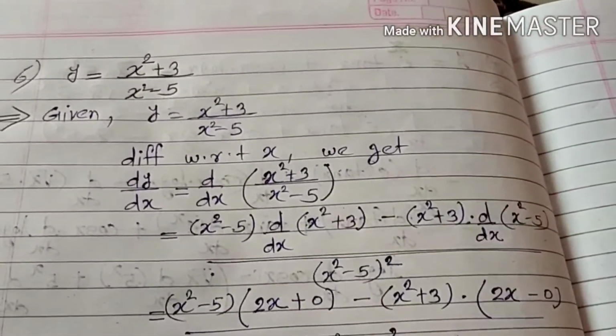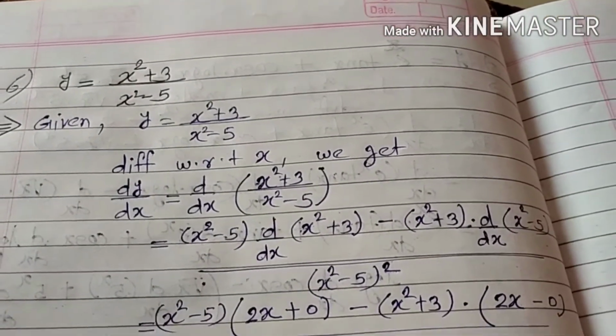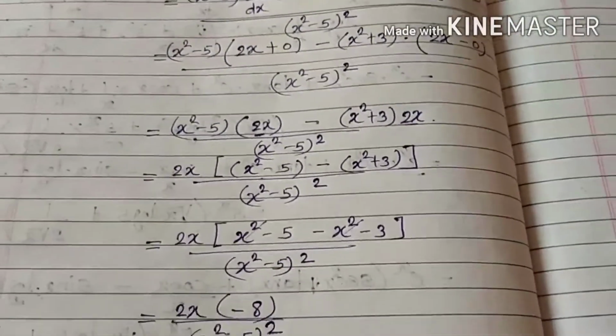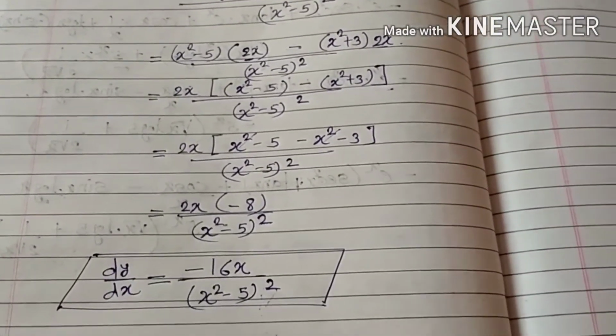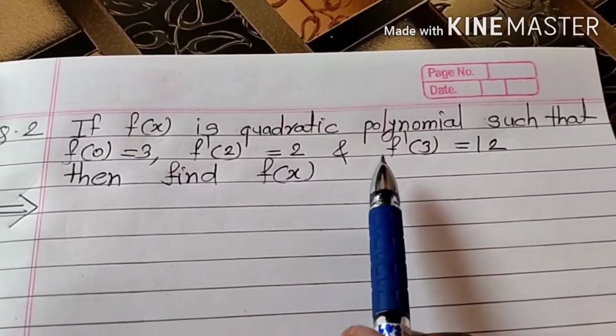Observe the example. It is very simple. Here we use the quotient rule and then we get our answer. Now this is the next example.